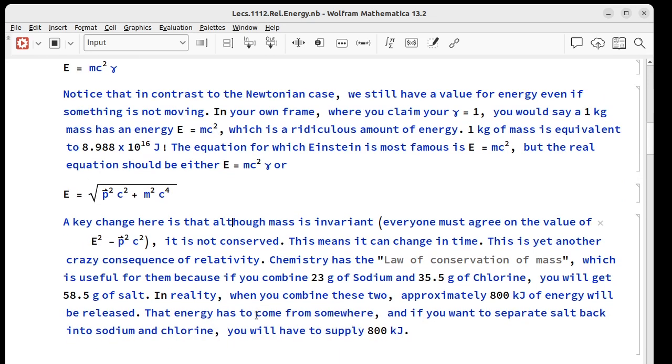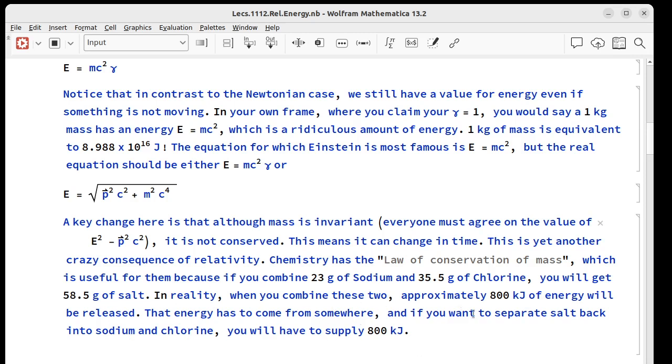It can change in time. This is absolutely crazy in terms of our regular experience. In chemistry, they have what they call the law of conservation of mass. What that tells them is if you have 23 grams of sodium and 35.5 grams of chlorine, you put them together and you get 58.5 grams of salt. Now, in reality, when you combine these two things, about 800 kilojoules of energy will be released, which is kind of a lot. That energy has to come from somewhere.